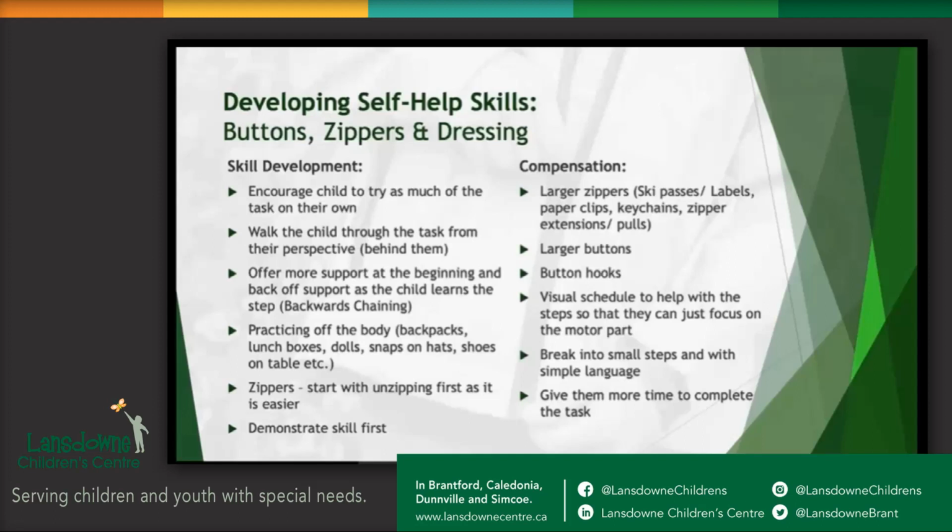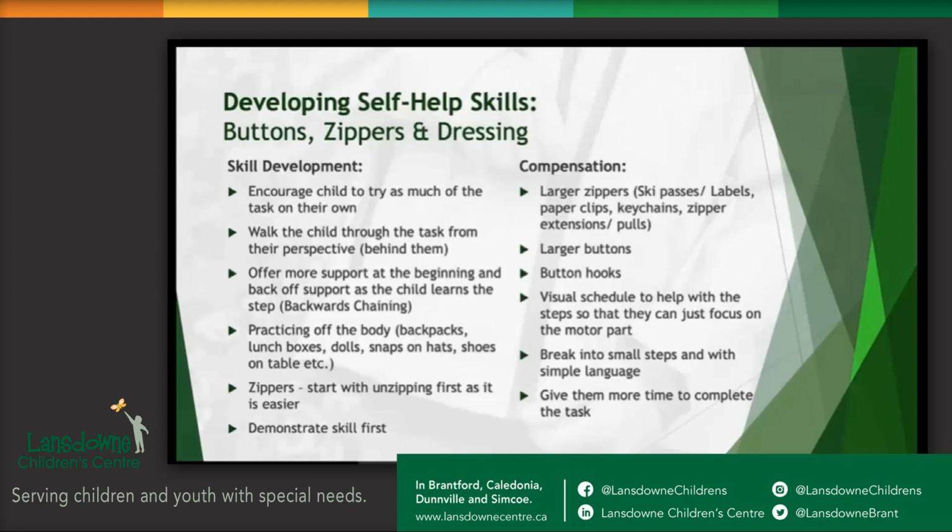Offer more support at the beginning of the task and then back off support as the child learns the steps. So perhaps the first time we're learning to tie our shoes, we're doing most of the steps and we're just getting them to pull the bunny ears at the end. And then as the child learns that step, then the next thing that they would do, you would do a little bit less each time. We call this backwards chaining.